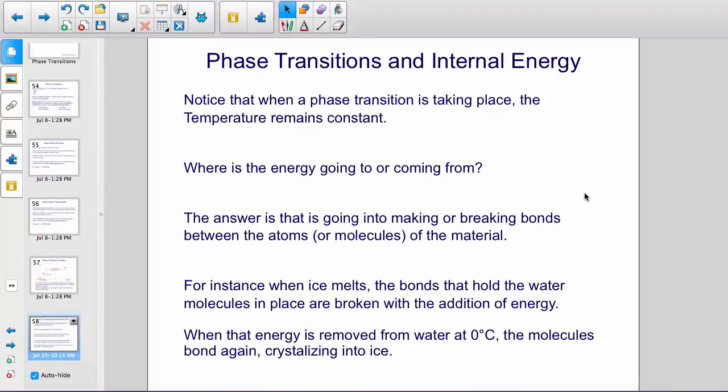Remember that we pointed out that during a phase transition, the temperature remains constant. So what's happening to the energy? Where's it going? What's it coming from? The answer is that it is going into making or breaking bonds between atoms or molecules of the material. For example, when ice melts, the bonds that hold the water molecules rigidly in place are broken with the addition of energy. When that energy is removed from water at 0 degrees C, the molecules lock in and bond again, crystallizing the ice.